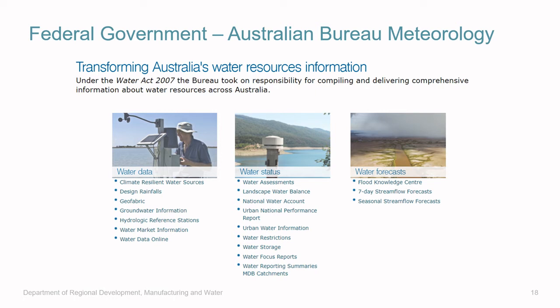We have the federal government, which has the Australian Bureau of Meteorology, and under the Water Act here the Bureau is responsible for collecting all the information from all the different states and organisations and providing that information to outside bodies. So they're really in charge of looking after all the information that we're collecting.